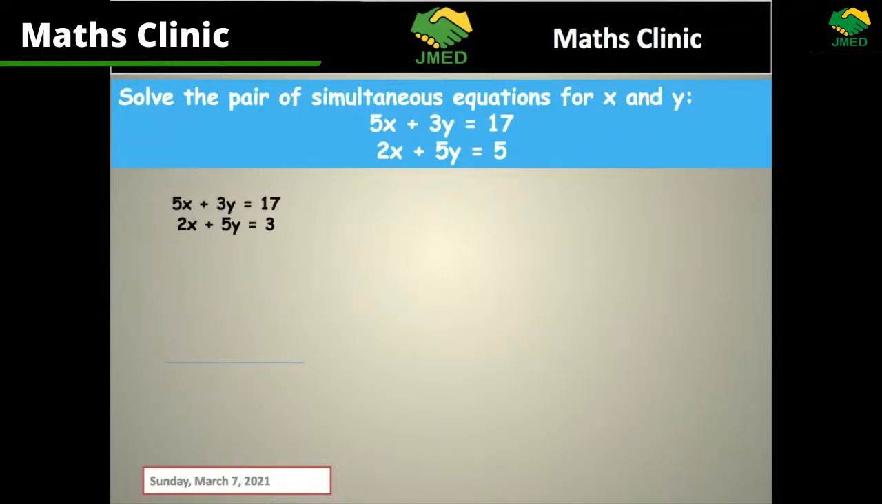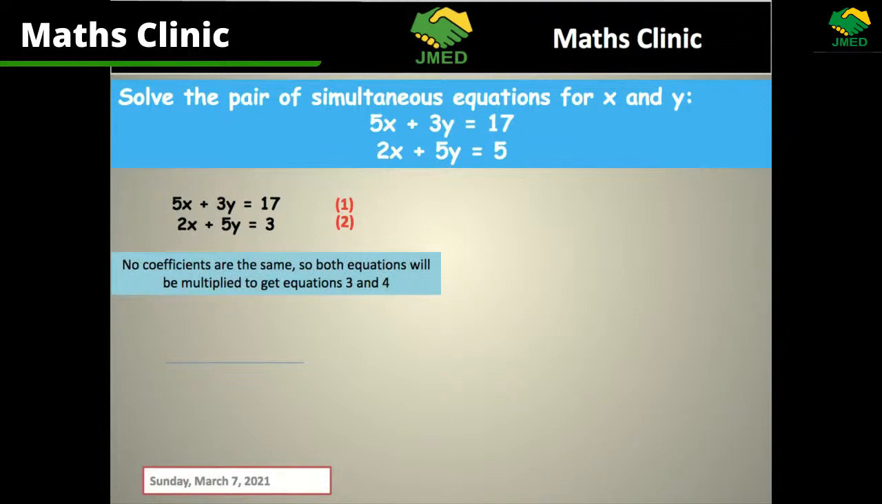5x plus 3y equals 17. 2x plus 5y equals 3. Again, we do not have any pair of coefficients which are the same for any variable. So we can label them 1 and 2 as usual. We're going to have to multiply the equations to be able to get equation 3 and 4. As usual, whenever I have a choice, I'll always eliminate y.